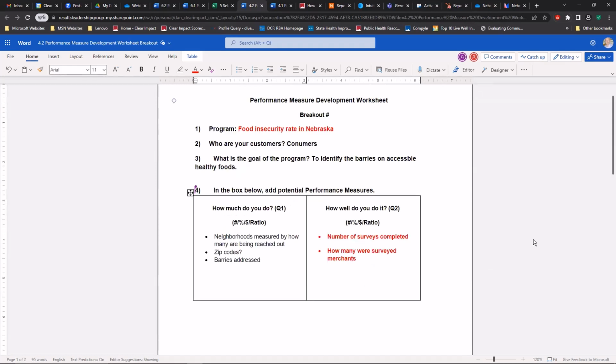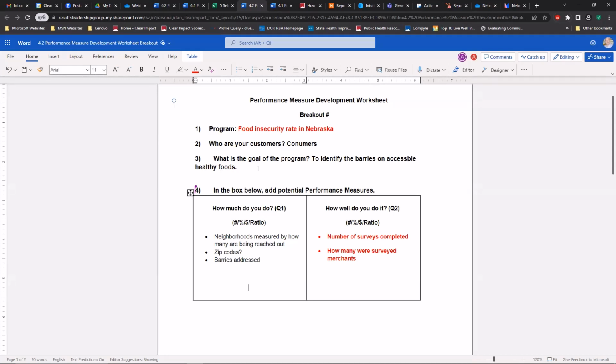You're kind of combining a couple of things, and there's a simpler way to think about this, just to help you out. The program is food insecurity rate in Nebraska, and you've highlighted that your customers are consumers. So you mean your customers are the people in the community that purchase or have to access food, not the grocery stores or the food providers, but the consumers. Is that correct? Right. Okay, and the goal is to identify the barriers to accessing healthy foods, right?